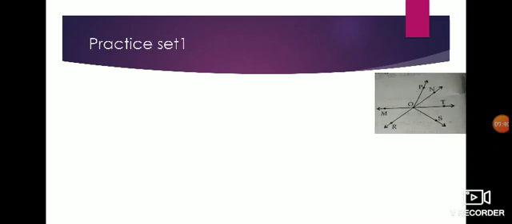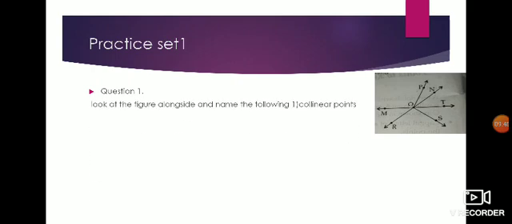First one, see in this figure, and we will see the first question. Look at the figure alongside and name the following. We have to find the collinear points. Second, rays, line segments and lines.